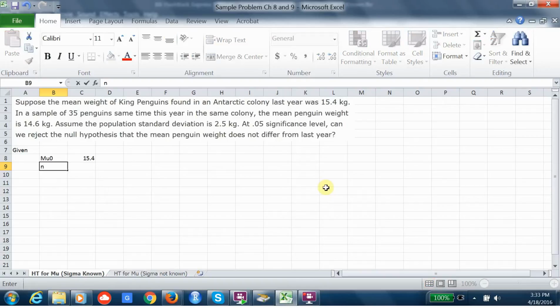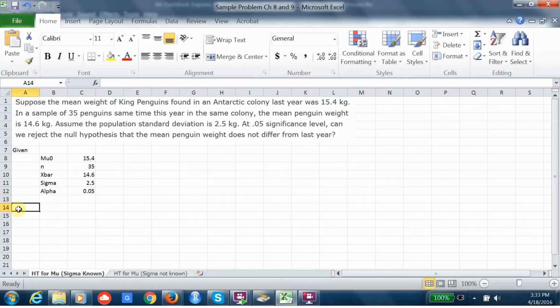So my sample size is 35. My x bar is going to be 14.6. And sigma is known, the population standard deviation, that's 2.5 kilograms. And the last thing I'm going to have to know is the significance level. So that's going to be alpha, and that's going to be equal to 0.05.